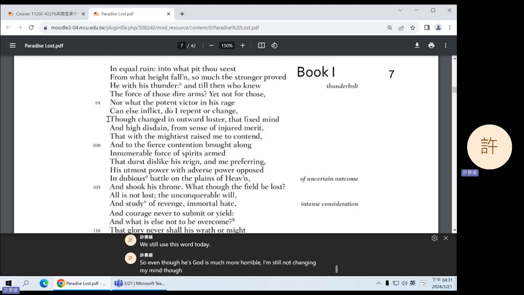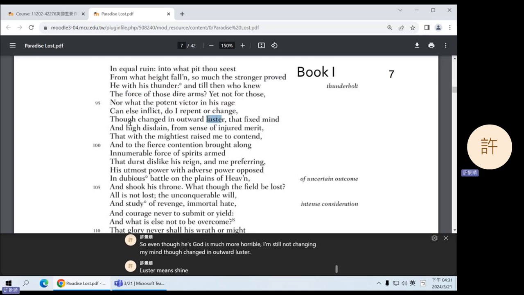"Though changed in outward luster." Luster means shine. Today we use this word in geology to describe a rock. If it's shiny, we say that it has a luster. So changed in outward luster means I used to shine brightly, now I am not so bright. Right? Outwardly, I have changed. Satan's proper name is Lucifer, right? Lucifer means bright star. He was the brightest angel, the most powerful angel.